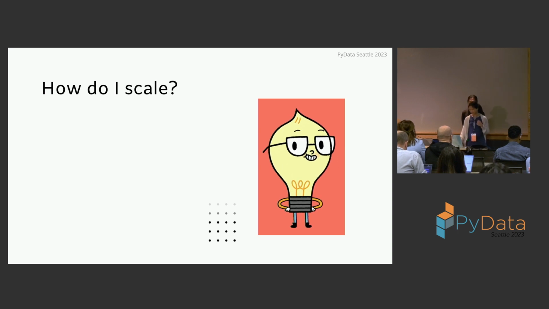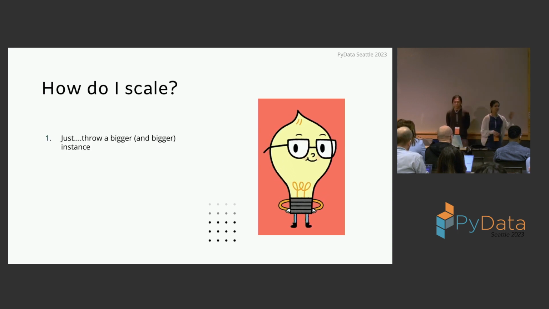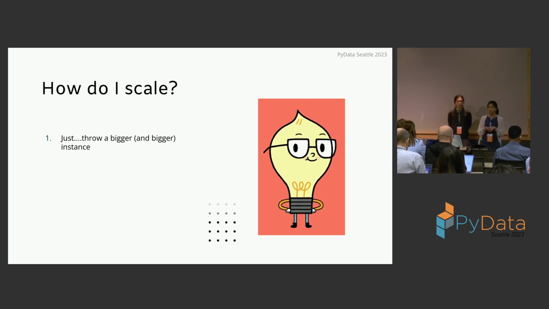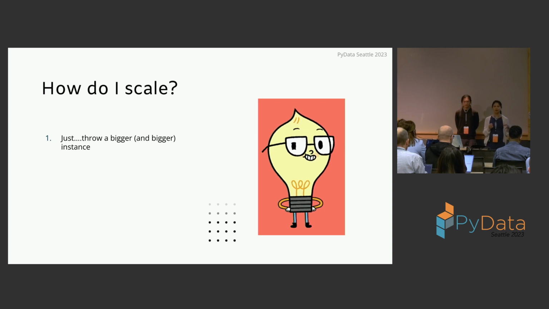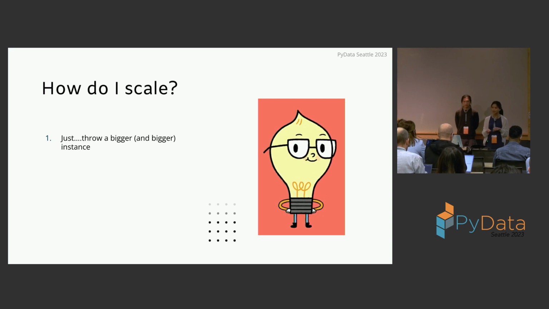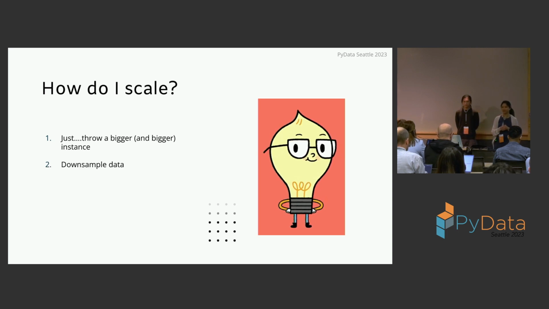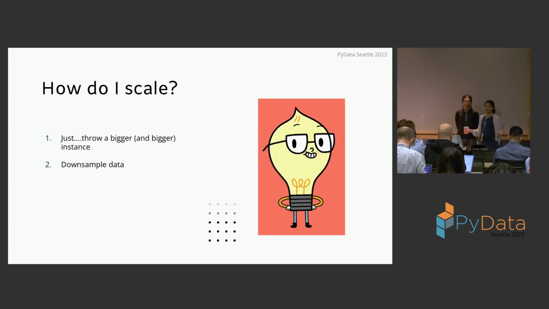Of course, the first easy thing to do is to simply throw a bigger and bigger instance at it, whether it's a CPU or a GPU, and hopefully it just works. But at some point, you will reach the point where you are no longer satisfied with the performance, and you hope to do something better. The next naive thing to do is to downsample the data. But I think a lot of data practitioners in the room will agree with me that data is so precious. Why should I toss it away? So we don't want to do that.